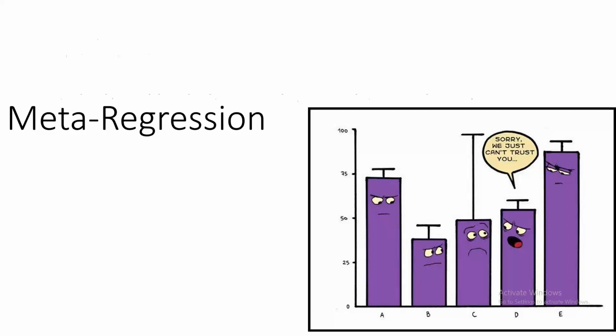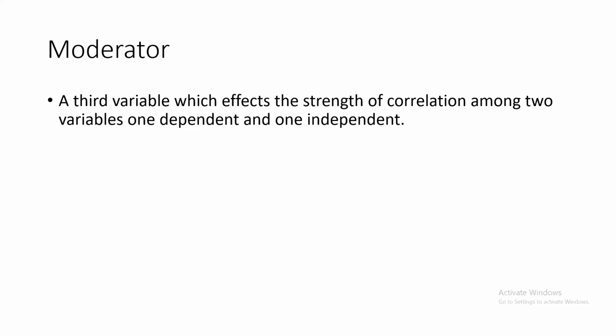Okay, meta regression. Before I come to meta regression, there is this one term which I was very scared of when I started learning statistics. A moderator is a third variable which affects the strength of correlation between two variables, one dependent and one independent.